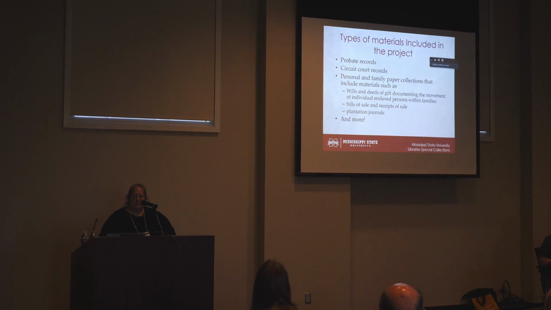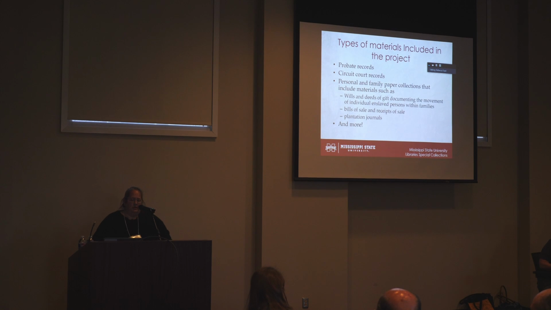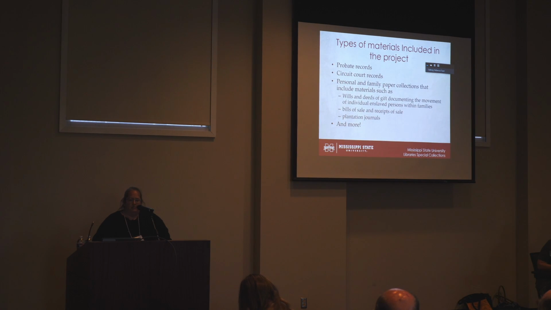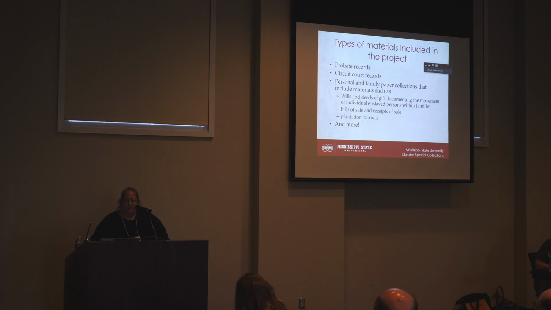Okay, so the types of materials included in the project are probate records, circuit court records, and there's personal and family paper collections that include material such as wills and deeds of gift documenting the movement of individual enslaved persons within families, bills of sale and receipts of sale, plantation journals, and more.